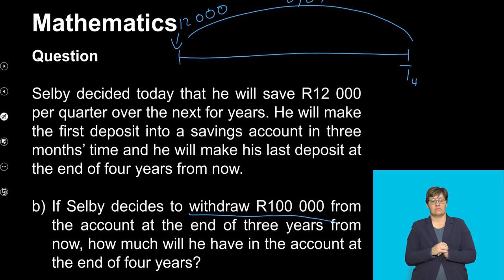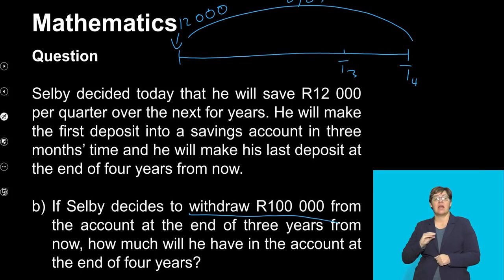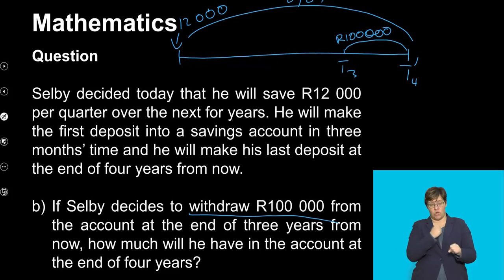There are 2 ways to do this. You can find the outstanding balance at the end of 3 years, subtract the 100,000, and then calculate the interest it will gain for 1 year. But that is a long process. Instead, you consider this as an investment of 100,000 for a year, and find how much it would have gained.